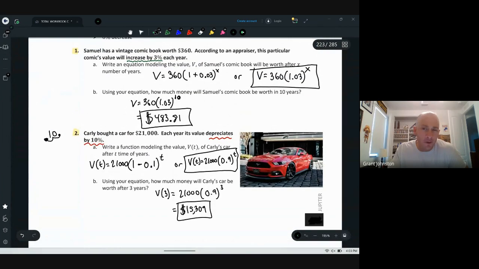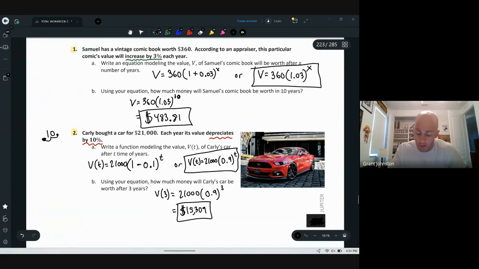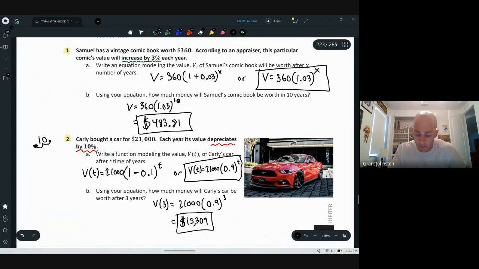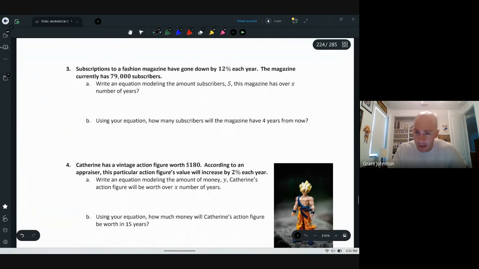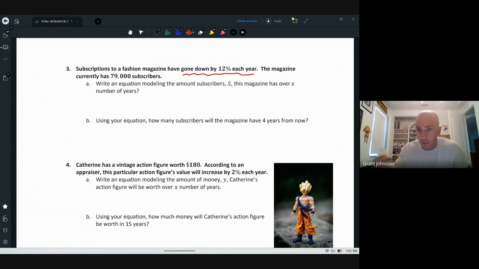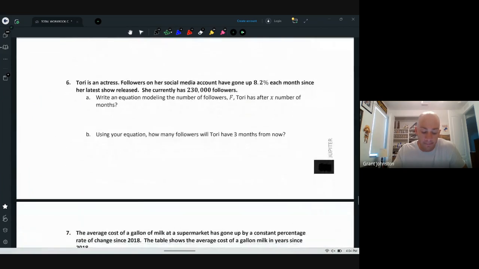All right, I hope those 2 examples were sufficient. So you go ahead and try this page, okay? Just be very careful with this. Like, it has gone down, so that's going to be a subtraction with the R. This one's an increase by 2%. So just be careful with that, okay? So you do that page.